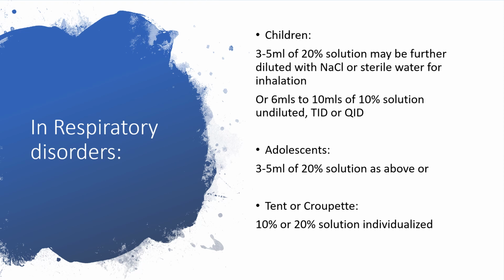In children, you can give 3 to 5 ml of 20% solution, which may be further diluted with sodium chloride or sterile water for inhalation. Or you give 6 ml to 10 ml of 10% solution undiluted 3 times or 4 times daily. In adolescents, you can give 3 to 5 ml of 20% solution as above, or you have what is called a tent or croup, where you're going to have 10% or 20% solution and you're going to individualize that.